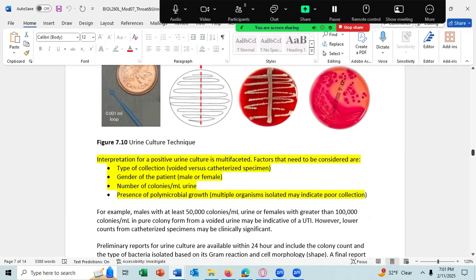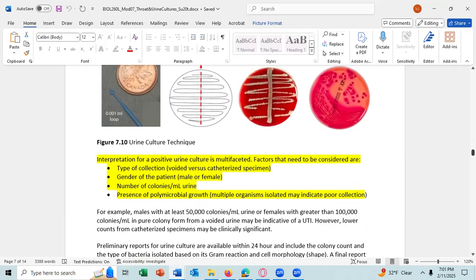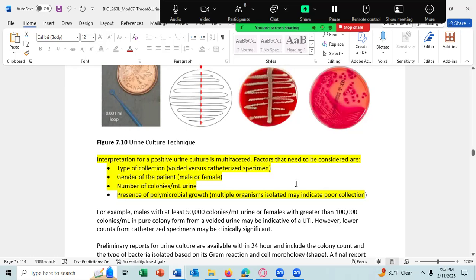The gender of the patient is important too. Females, if you're using the clean catch midstream method, tend to have more contaminating bacteria from the urethra than males. The number of colonies per milliliter of urine is important for the consideration. And then the presence of polymicrobial growth. If you get multiple organisms isolated, it may indicate poor collection technique.